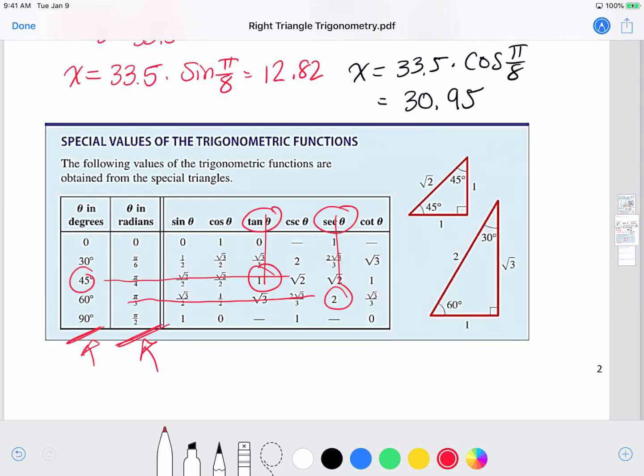So for right now, I just want you to become familiar with these values in this table, and then later on in the course, I'm going to actually show you where these come from and how they were derived using our previous knowledge of trig and your previous knowledge of geometry.